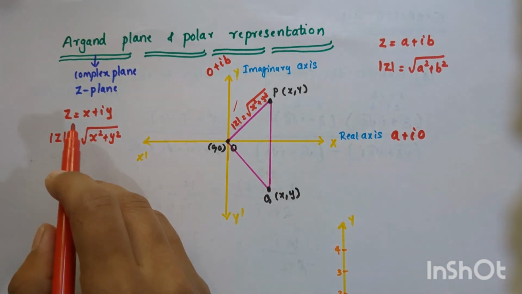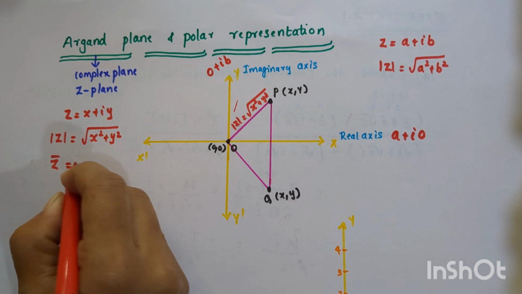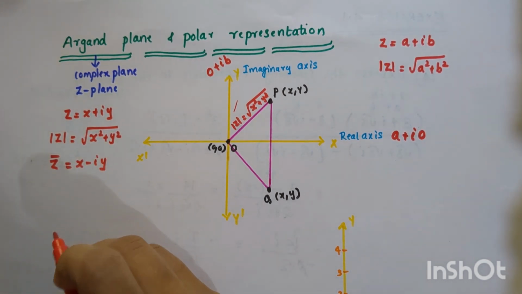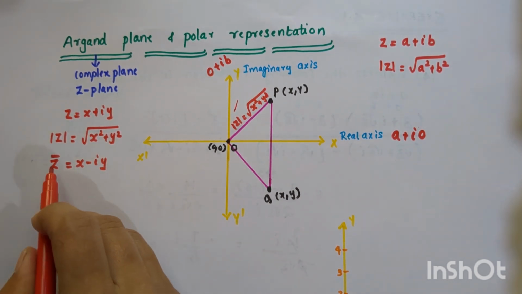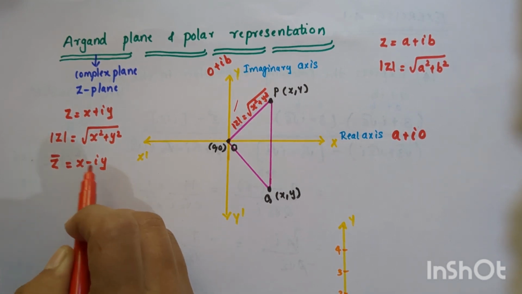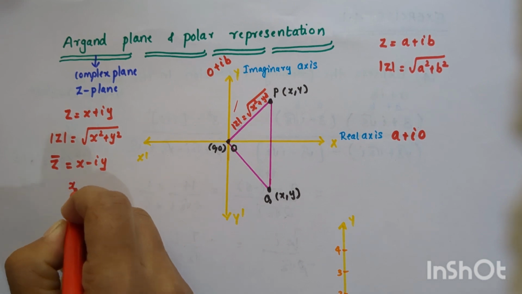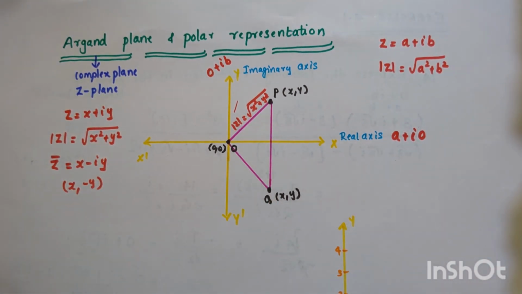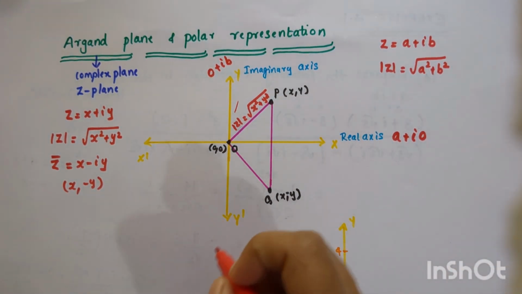Now, the conjugate of this complex number z, the conjugate z bar, will be equal to what? x minus iy. See, we have already discussed the modulus as well as the conjugate of a complex number in our previous video, which is available in the playlist. So, you see the conjugate of a complex number, z bar, is equal to x minus iy. Okay, this actually corresponds to the ordered pair x comma minus y. It is represented geometrically by this point Q, which is x comma minus y.